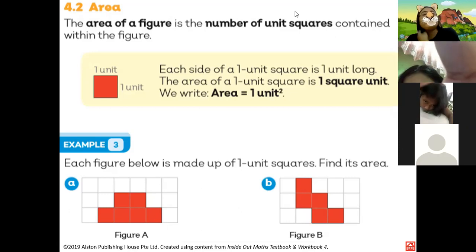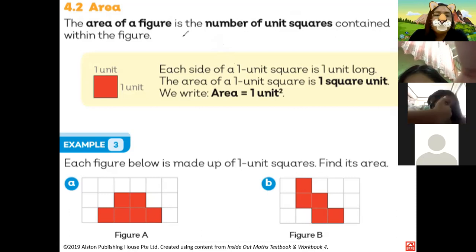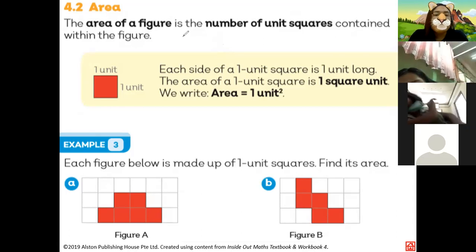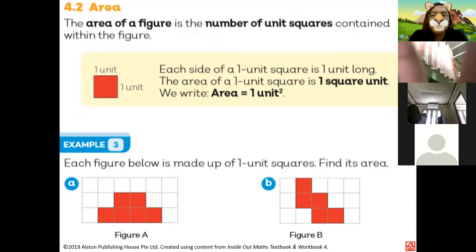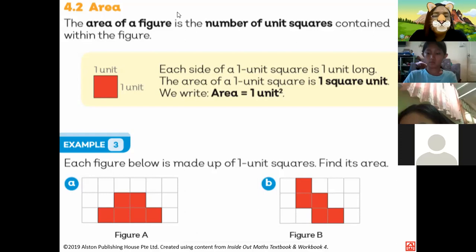All right, so let's start, kids. Like I said earlier, we already discussed the perimeter of a square and a rectangle. This time, we will learn about the area of a rectangle and square. The area of a figure is the number of unit squares contained within the figure. Let's see some examples here.